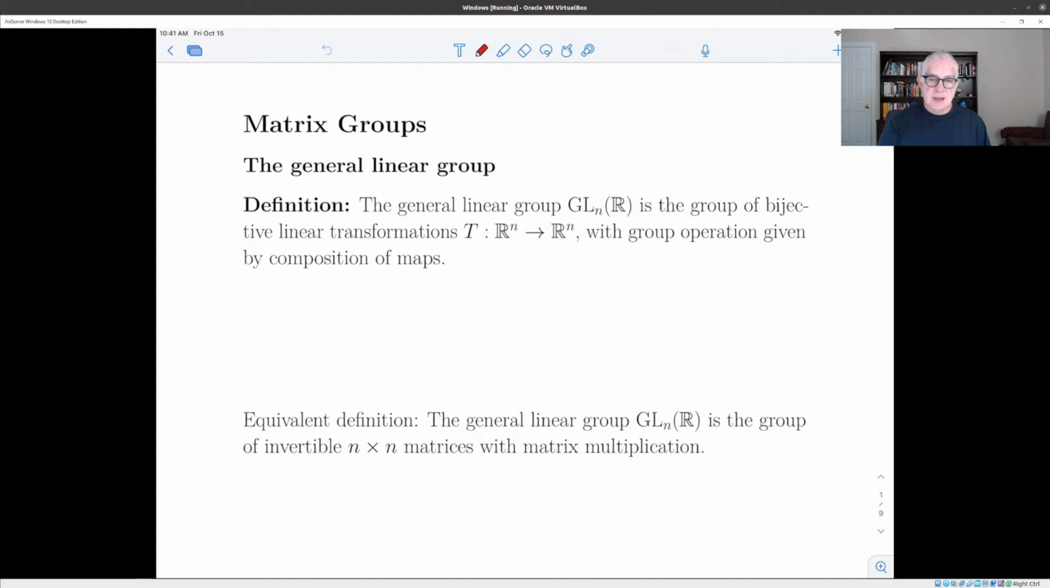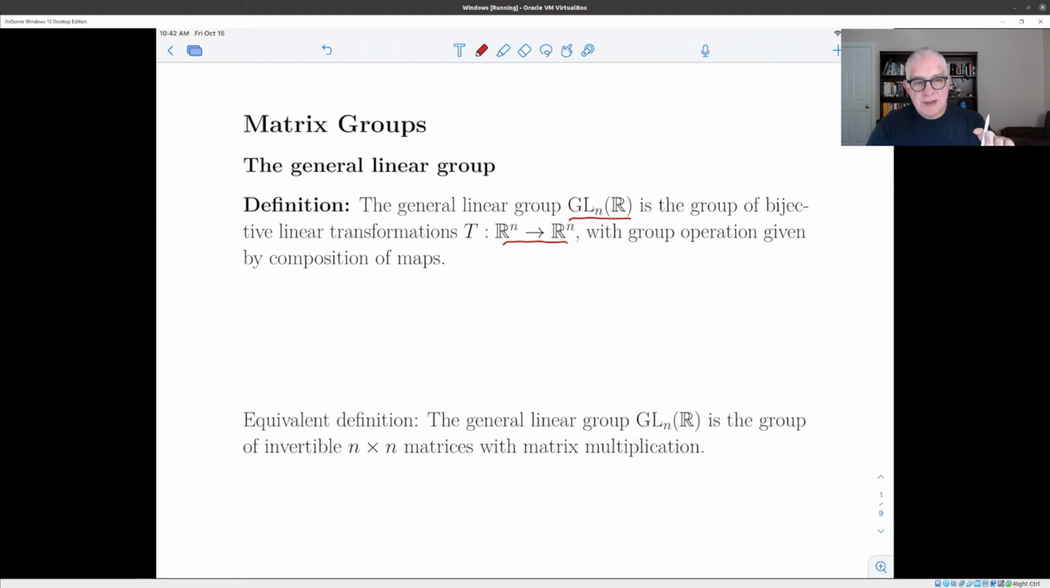We talked a lot about the 2x2 matrices with non-zero determinant, and we called that group GL2 of R. There's a general version of that called the general linear group GLN of R, and it has three equivalent definitions. So the first definition is that it's the group of bijective linear transformations from Rn to Rn with the group operation given by composition of maps.